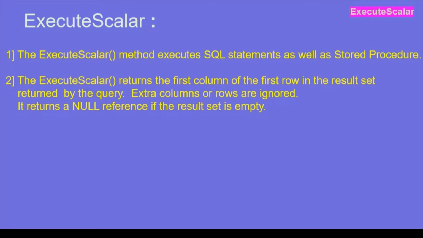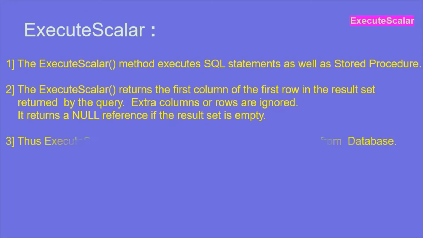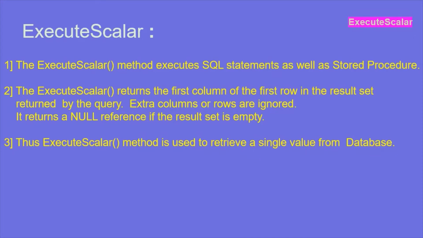Scalar means single value. The value may be integer value, string value, double value, that is value of any data type. Thus, ExecuteScalar method is used to retrieve or get a single value from database. A return value is an object.